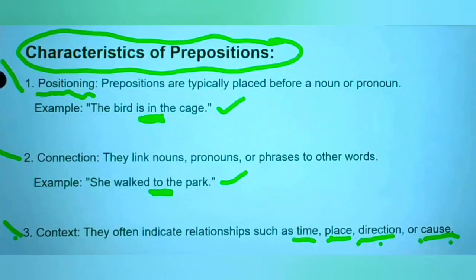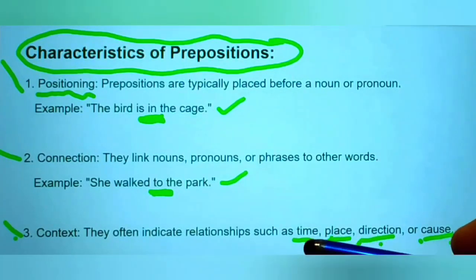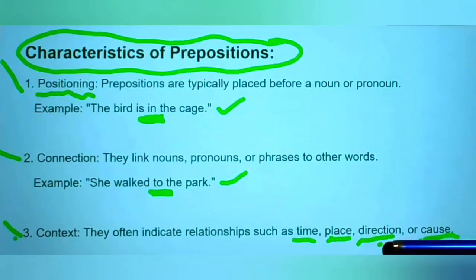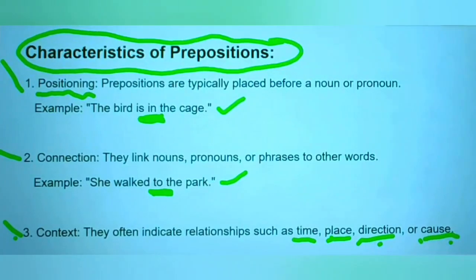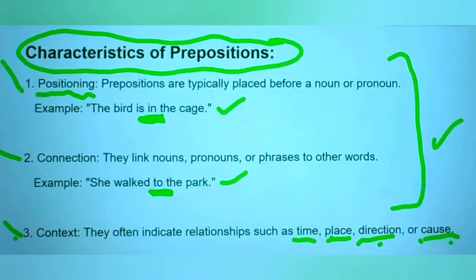First one, it describes the position or location. Second, it describes a connection, connecting two words together. And third one, it describes context like time, place, direction or cause. Hopefully you understand these three characteristics of a preposition.